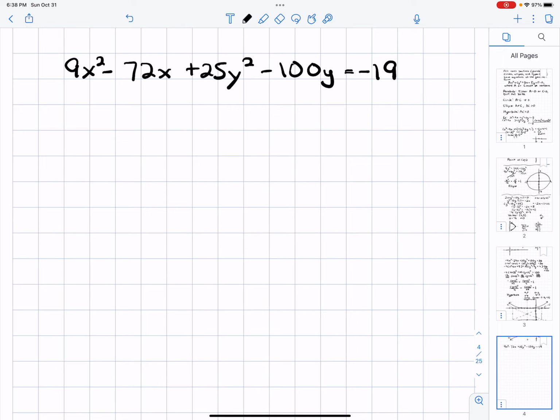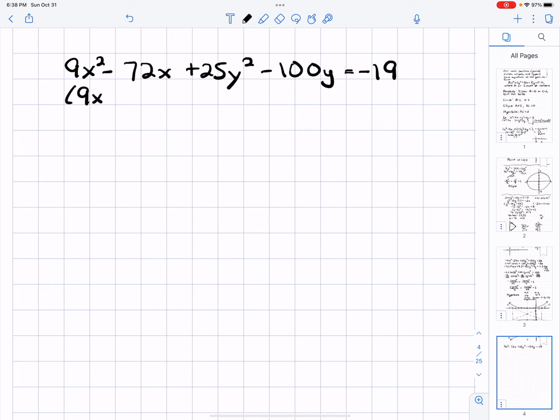Definitely not a parabola, because I have both an x squared and a y squared. And I'm thinking not a circle, because a and c are different. In front of x squared is a 9, in front of y squared is a 25. Possibly either an ellipse or a hyperbola. But let's do our process. Let's work it out, see what happens.